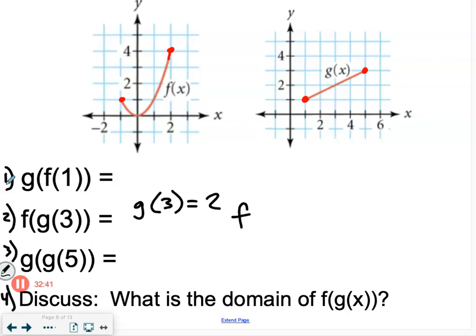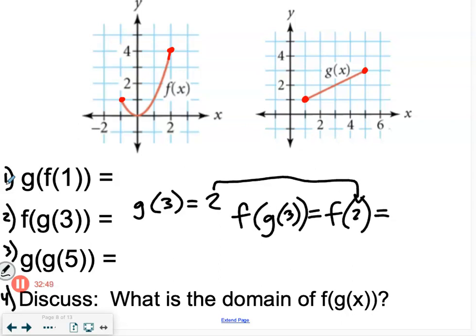So f of g of 3 is the same thing as f of 2, right? Because you take this, plug it in for x. So now we go to our f graph. What is f of 2? 4. Right? Input, output, x, y. Functions are all input, output. You plug in a number, you get out a number. The input's normally your x, the output is normally your y.